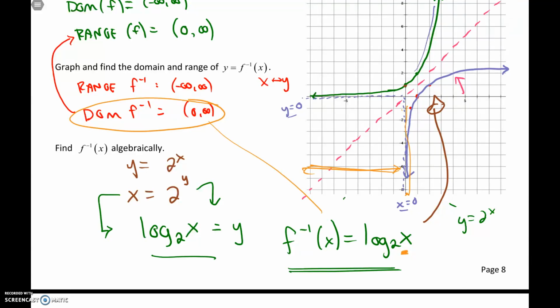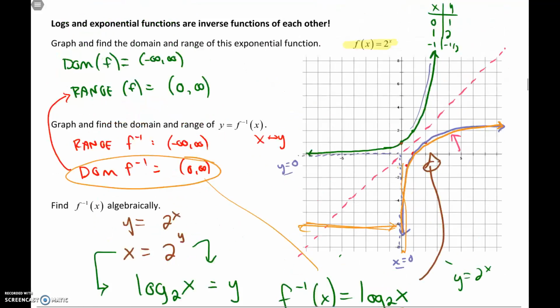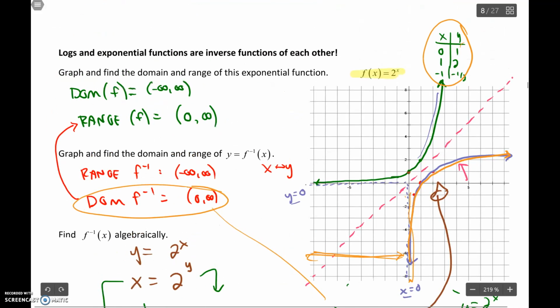Okay? So let's add this to our list of base functions that we just know what they look like. If you forget, you can always just graph a couple points on the exponential and then change the x's and y's.